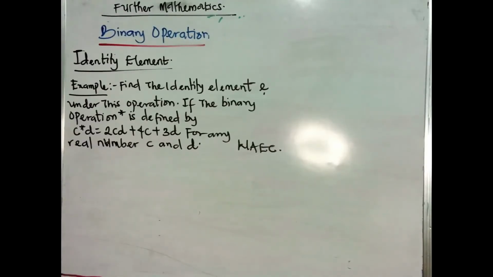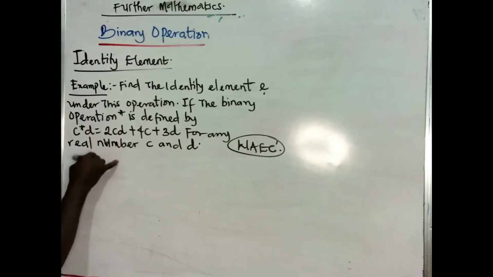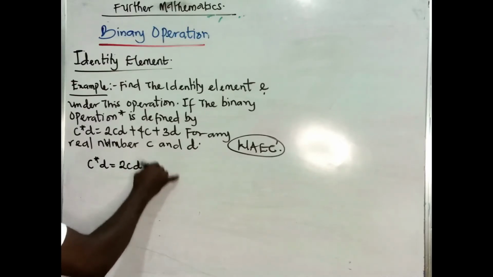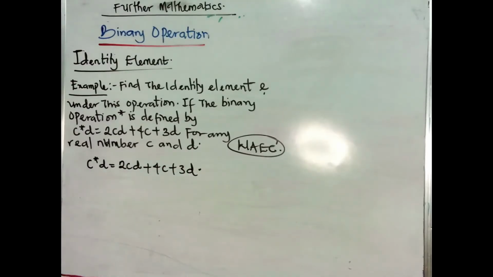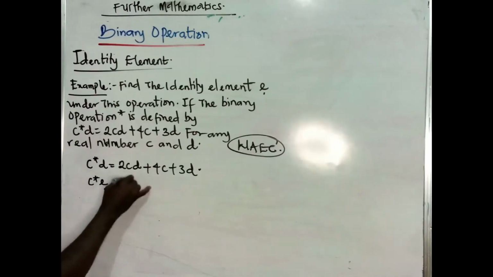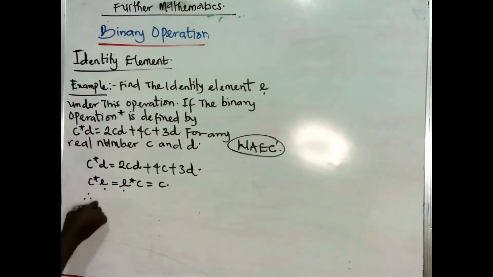Let's pick up a question from identity element. The question here said, find the identity element E under this operation if the binary operation asterisk is defined by C operation D is equal to 2CD plus 4C plus 3D. If this is the operation, look for your identity. The identity here says that C operation E is equal to E operation C is equal to C.